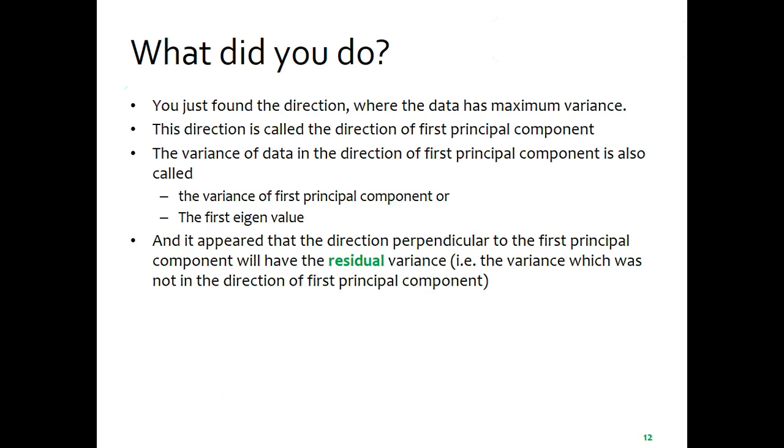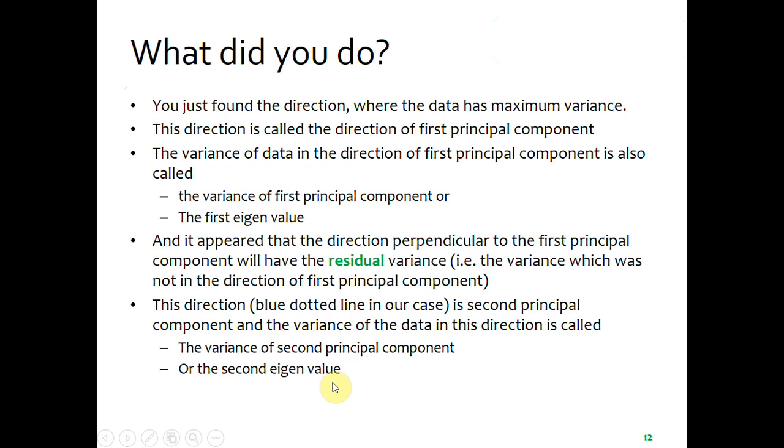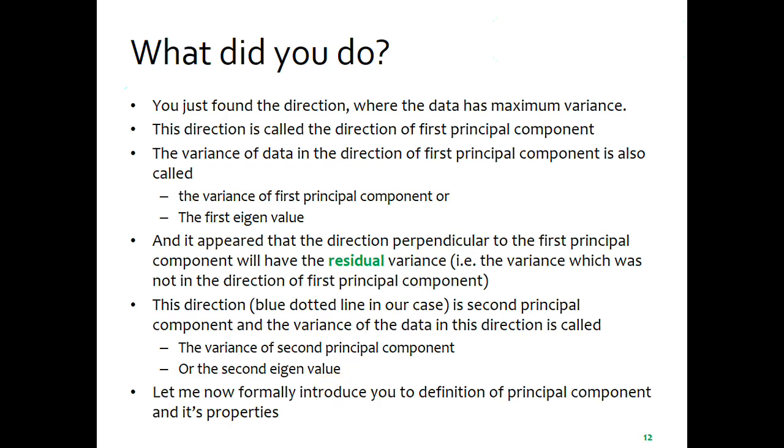Because by nature first principal component has the maximum variance, so first eigenvalue is the bigger one than the second eigenvalue. The blue dotted line in our case is the second principal component, and the variance of the data in this direction is called second principal component or second eigenvalue. And as explained, first eigenvalue has to be bigger than the second eigenvalue. Now it is time for me to formally introduce you to the definition of principal component analysis and its properties.